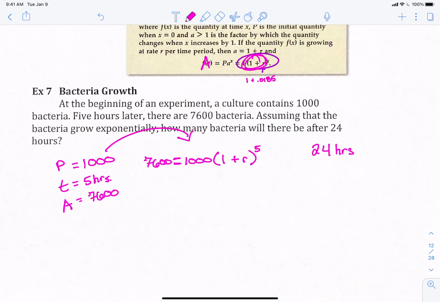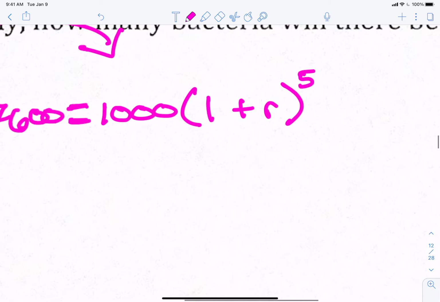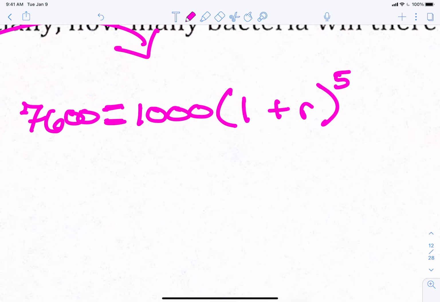4.25. 4.25. Yep. Did you cheat or are you just guessing? You're just guessing. I think it's higher than that. I think so too. I think it's gonna be like huge. Nah, I don't know. Maybe not.